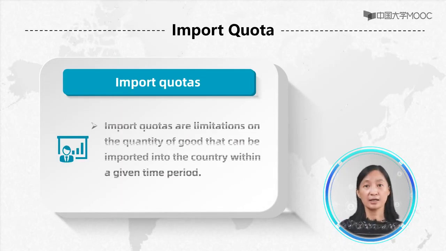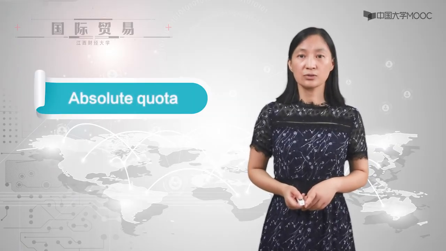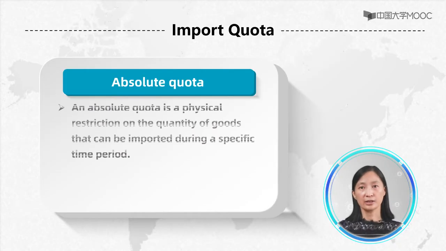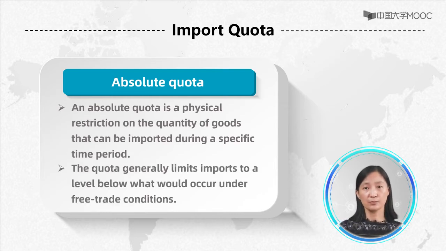Import quotas are limitations on the quantity of goods that can be imported into the country within a given time period. There are two types of import quotas: absolute quota and tariff rate quota. An absolute quota is a physical restriction on the quantity of goods that can be imported during a specific time period, normally a year. The quota generally limits imports to a level below what would occur under free trade conditions.